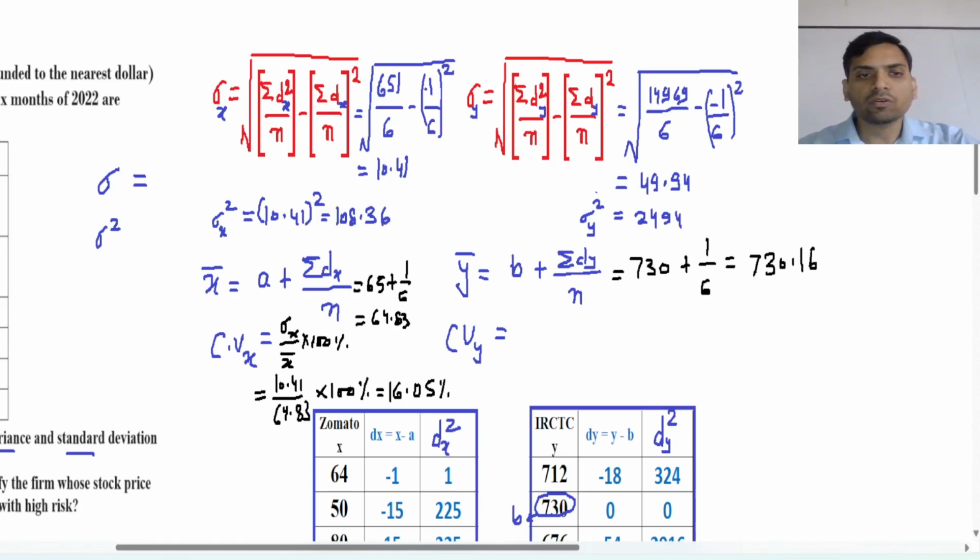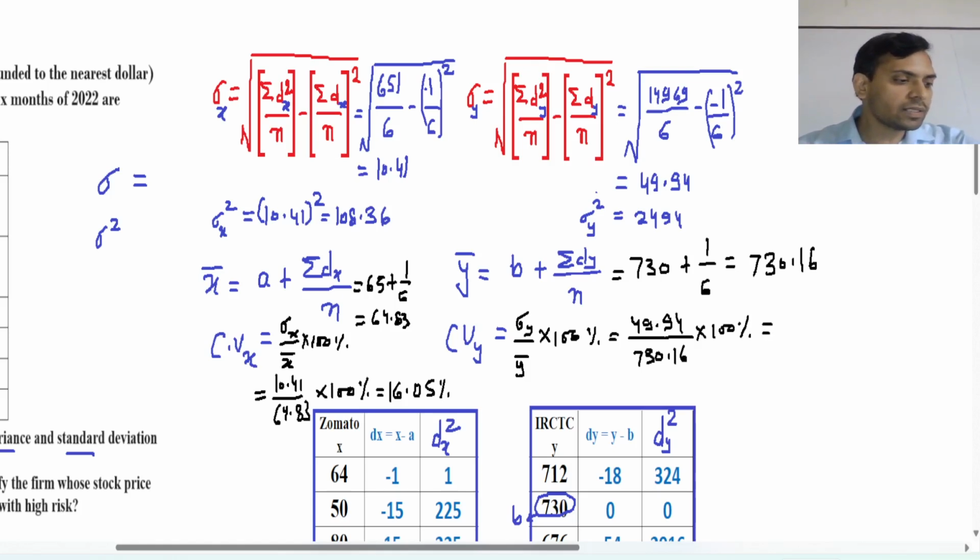That is 730.16, and then coefficient of variance for y is sigma y upon y bar multiplied by 100%. So this becomes, sigma y is 49.94, and y bar is 730.16, and this quantity multiplied by 100%. So you will see this as 6.83%.